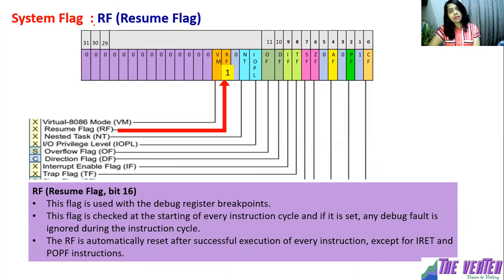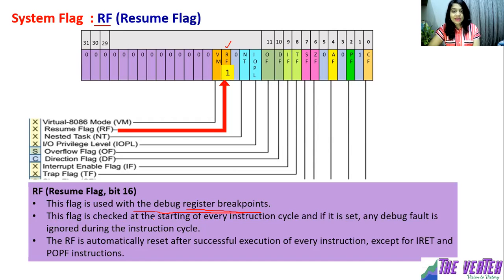Resume flag, it is denoted by RF. You can see here, this is the resume flag. What is the resume flag used for? The flag is used with debug register breakpoints. What is the meaning of this?